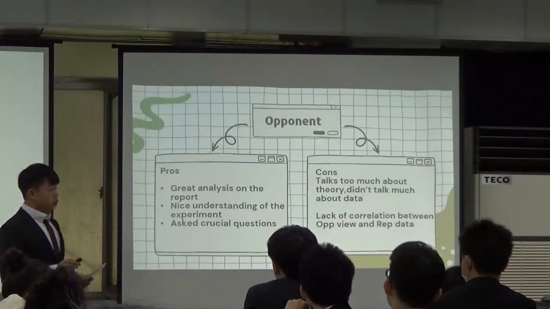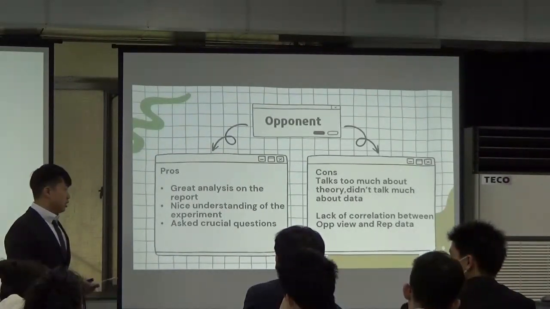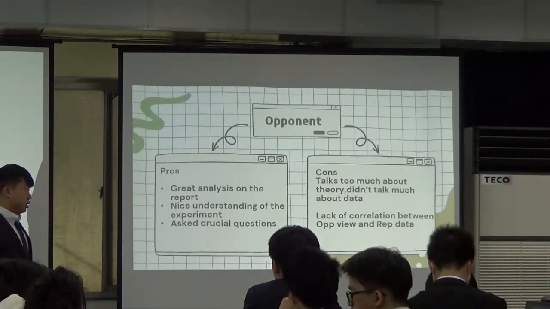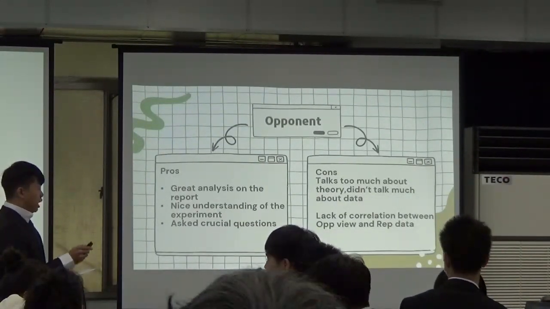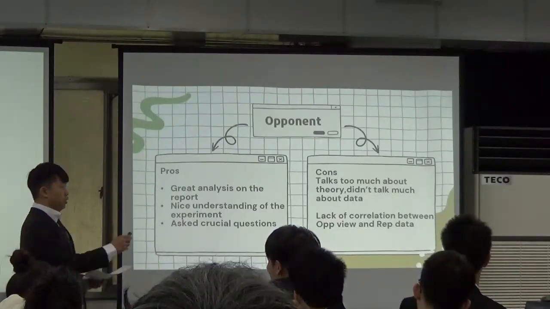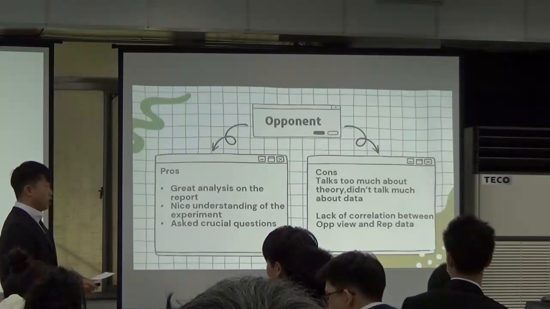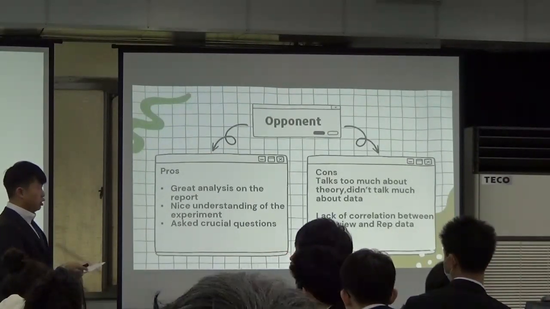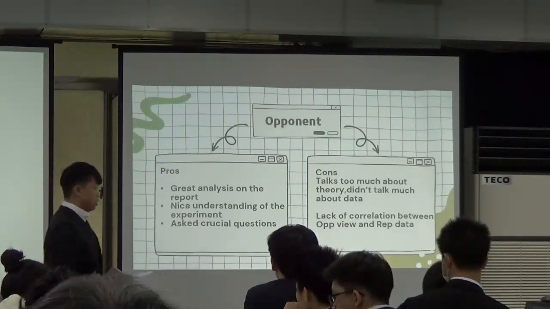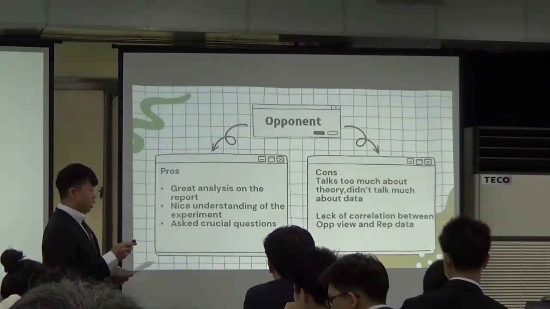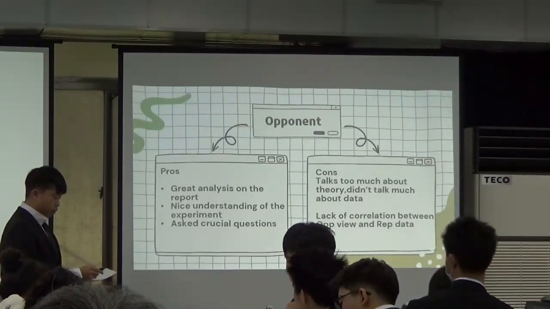And then this is about the opponent: great analysis on the report and nice understanding of the experiment, also knew a lot about the theory, and he asked a lot of crucial questions. But I think he can focus more on the data and maybe the reverse data or the theory rather than talking too much about his own theory. And then he had a lack of correlation between the opponent's view and the reporter's data. So this is the improvement.